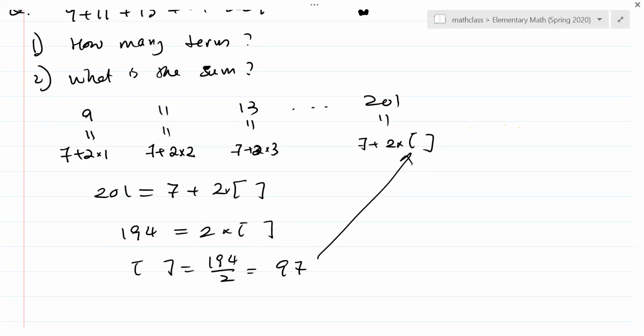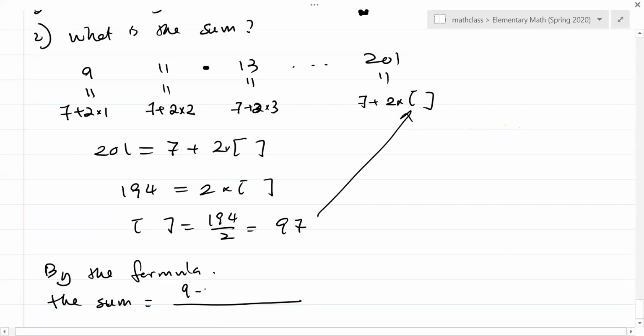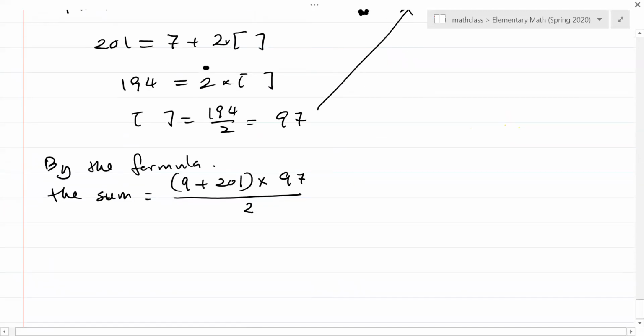Okay, once you get 97, then how do you find the sum? Remember, by the formula, the sum is going to be the first term plus the last term, multiplied by the number of terms, divided by 2. That's a quick way to do that. But what we're doing actually here is going like that.